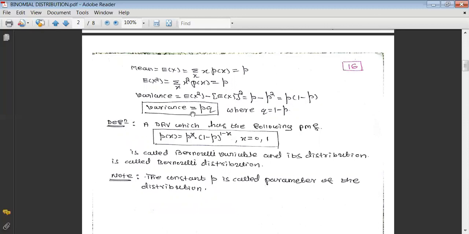Therefore, variance equals p as it is, and this 1 minus p is denoted by one more new notation, that is q. In future, q always represents 1 minus p. Therefore, variance is given by pq. Therefore, the mean of the distribution is p, that is the expected value of x, and the variance of the distribution is pq.